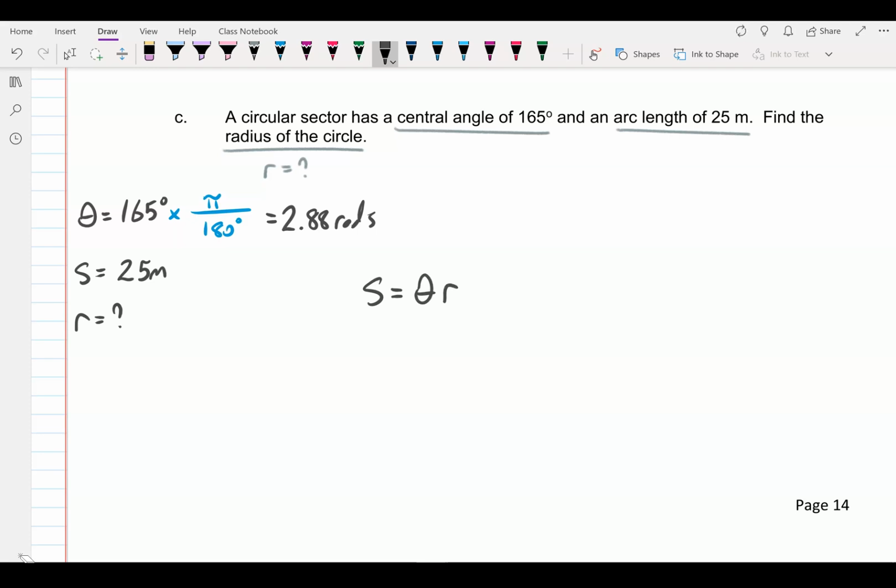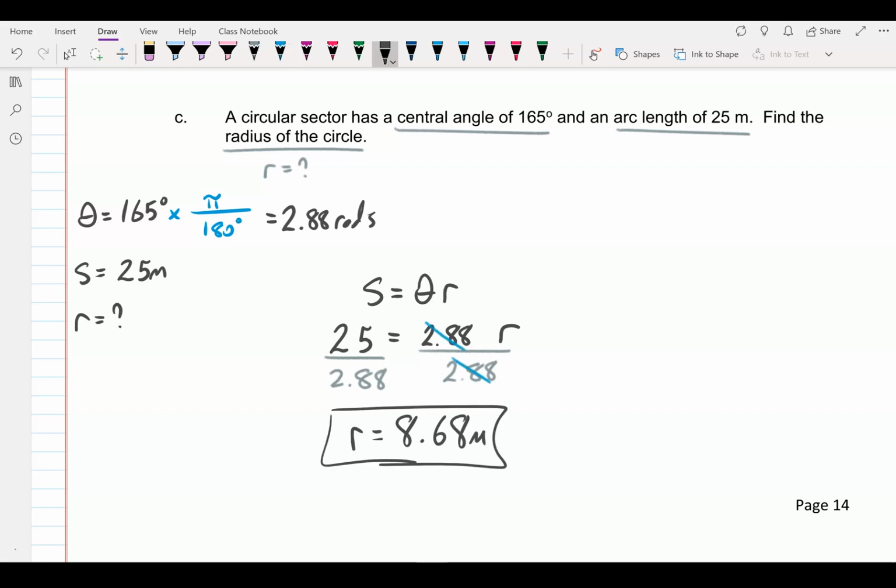Let's try putting in the numbers right away as I see them. So I've substituted all my values in. I knew S, I knew theta, and this is now a pretty easy problem to solve. I just divide by 2.88 on both sides, and that will give me radius. And that's it, that's my answer.